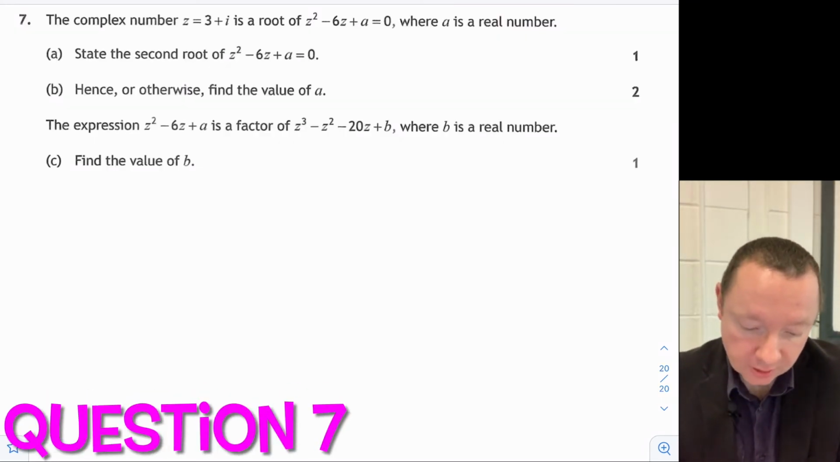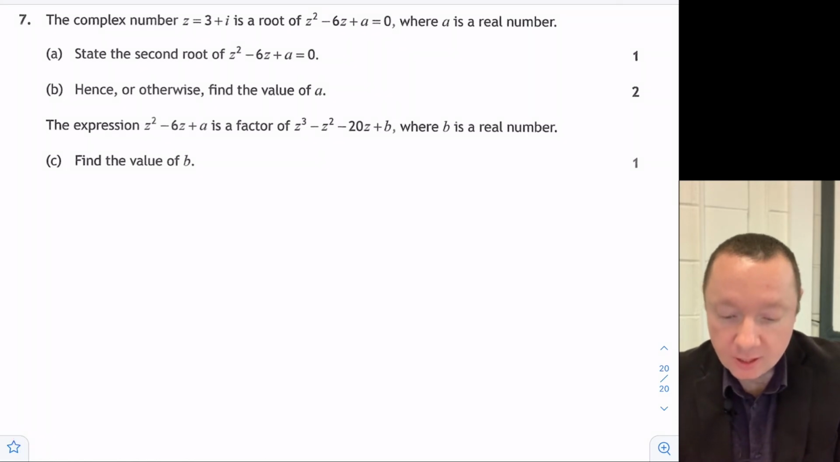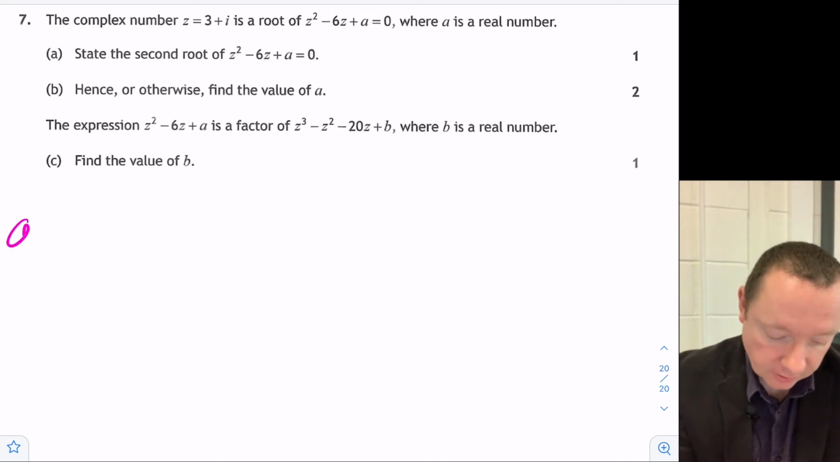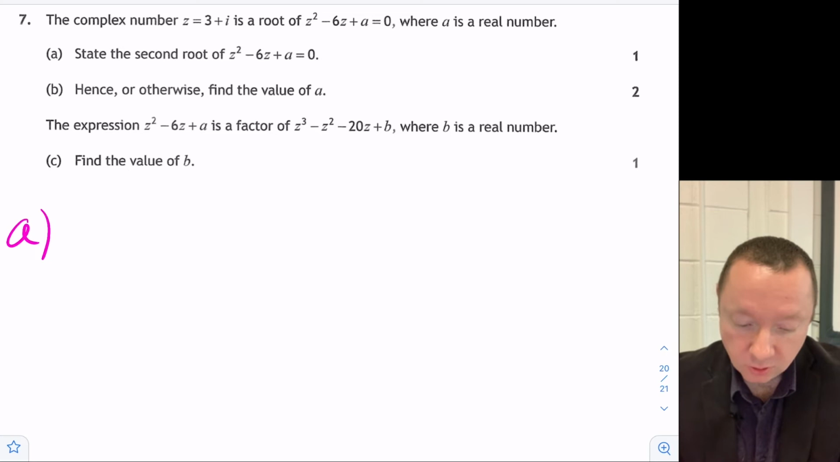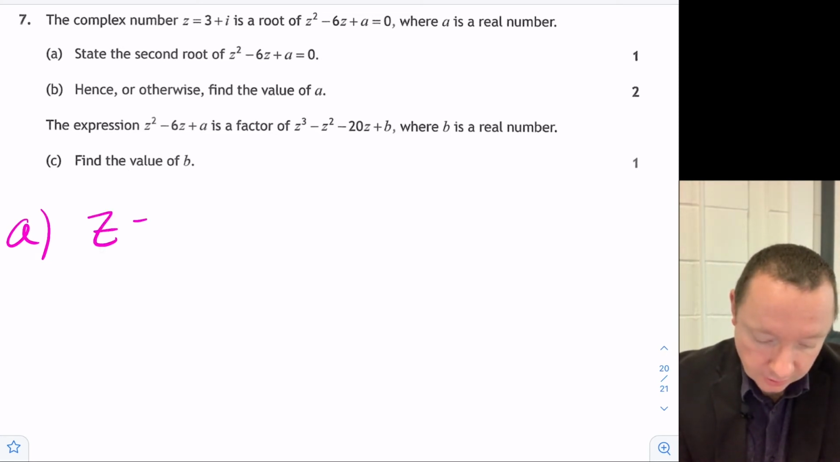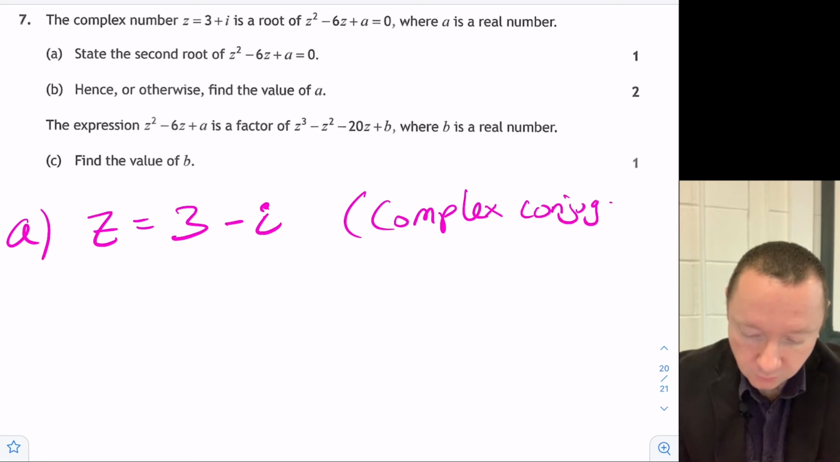Question 7, the complex number z equals 3 plus i is a root of z squared minus 6z plus a equals 0, where a is a real number. Part a, nice and simple, state the second root of z squared minus 6z plus a equals 0. Well, that is just going to be z equals 3 minus i, in other words, the complex conjugate of our original z.